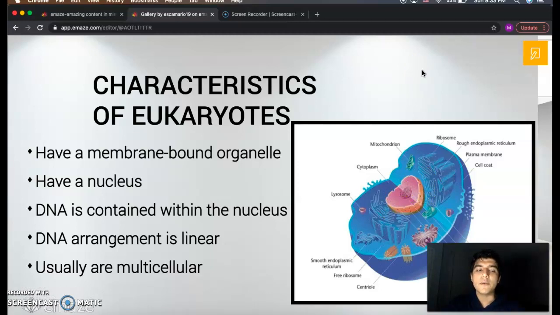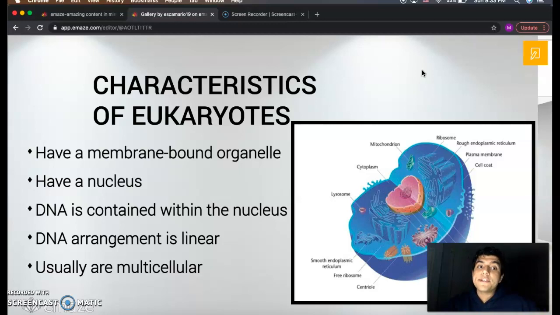Okay, one key difference between the eukaryotes and the prokaryotes is that the eukaryotes have a linear arrangement of the DNA. Right? Remember how I mentioned that the prokaryotes have circular DNA? So the DNA arrangement inside the eukaryote, inside the nucleus, is linear.